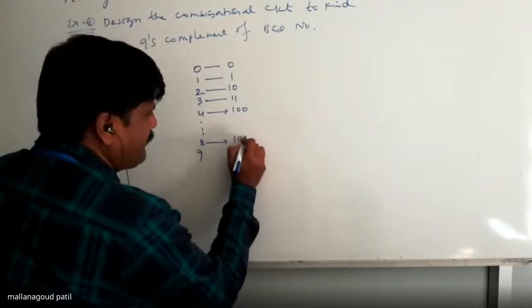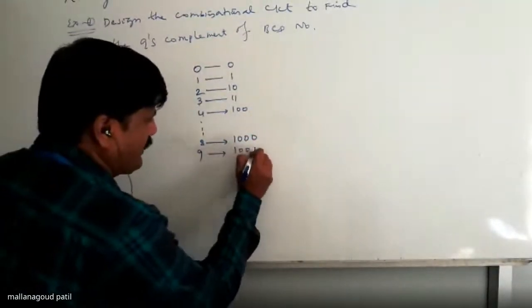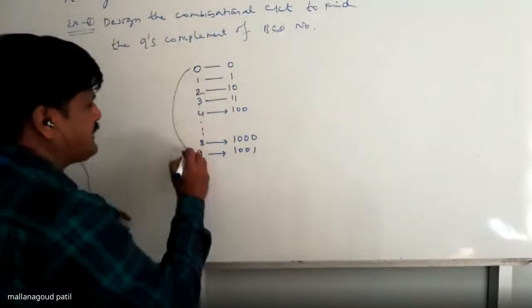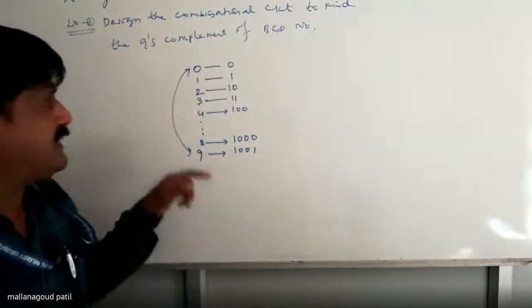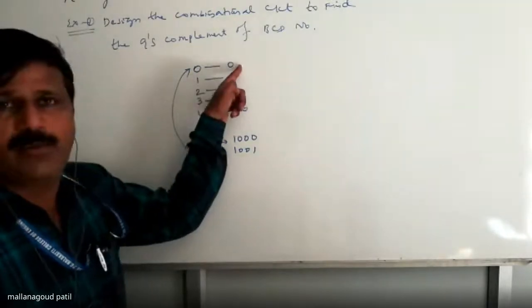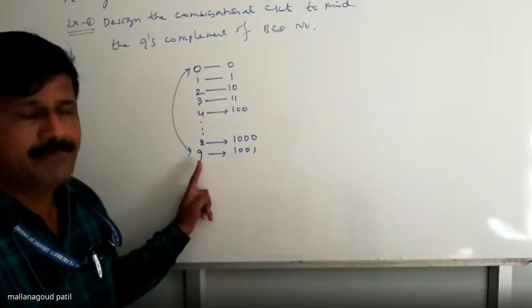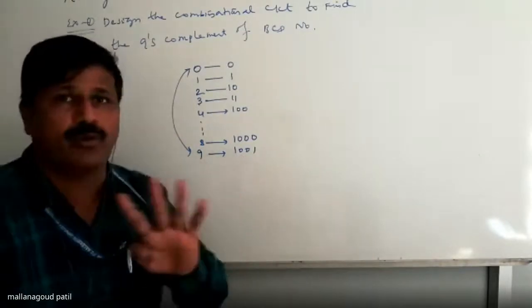8 will be 4 bit. Similarly 9 will be 1001. Then decimal number, single digit, 0 to 9. 0 you may represent in 1 bit, but what is the max number in decimal single digit? 9. 9 you are supposed to represent in 4 bit.